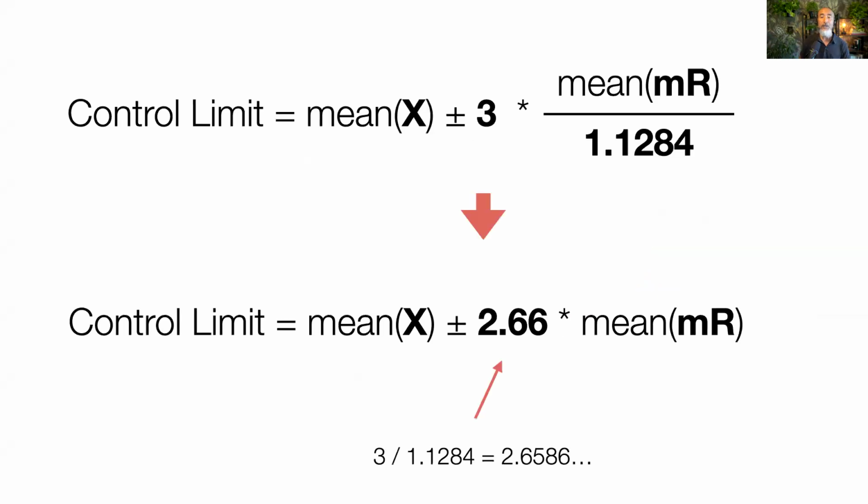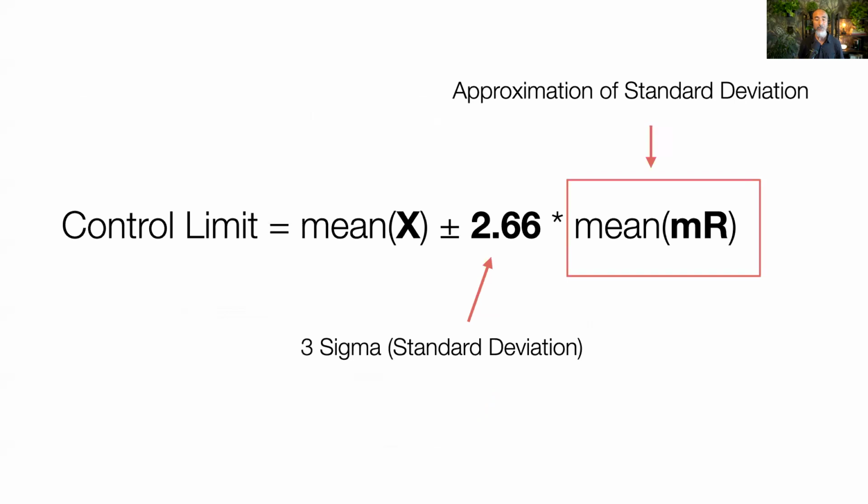So you calculate in this manner. Essentially it becomes 3 divided by 1.1284, which is 2.66. Therefore, the control limit of the X, let's say the sign-ups or sales or whatever, is simply 2.66 multiplied by the mean of the moving range. This is a little bit of detail, but essentially you use this constant, 2.66, and then you can get the control limit.